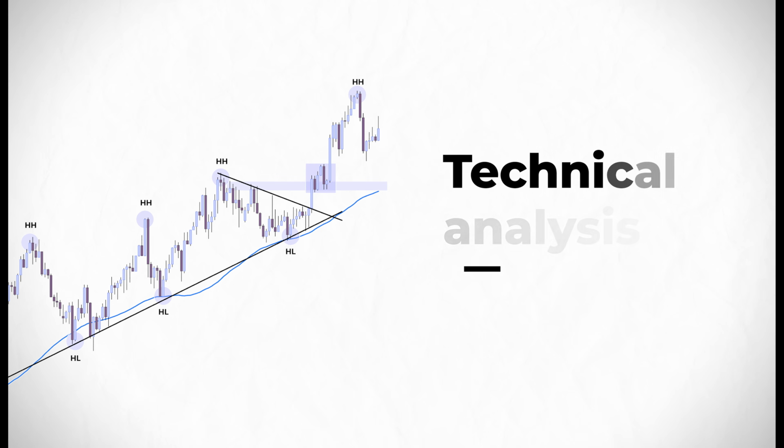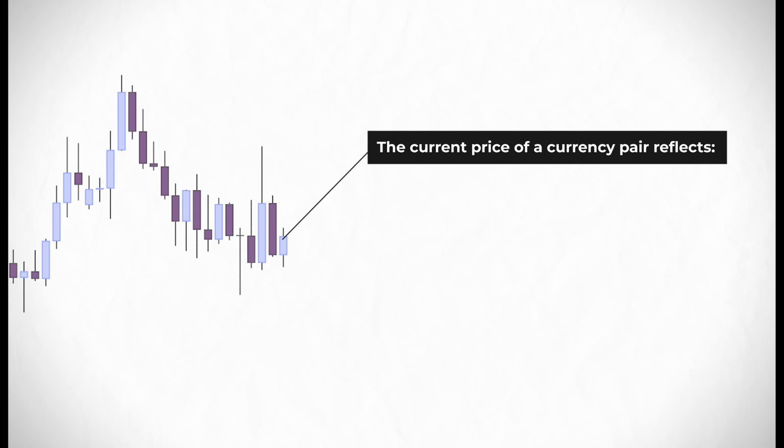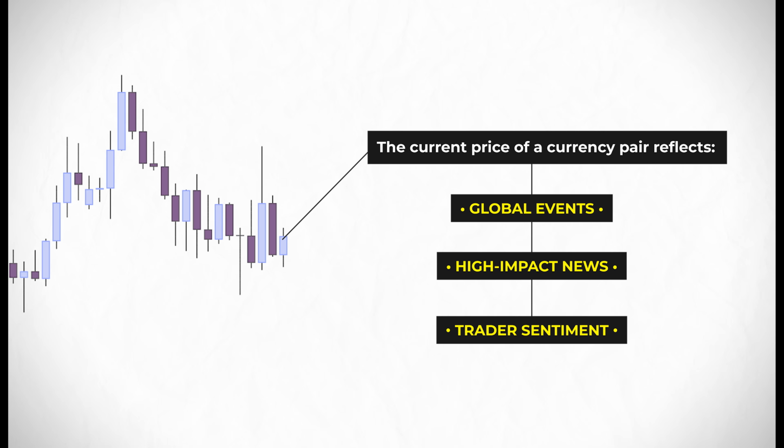So technical analysis is basically a method used by traders to understand and predict the future direction of market prices, and it's built on three basic ideas. The first idea is that the current price of a currency pair reflects everything that's currently known about it, and that starts from global events, news, and trader sentiment.